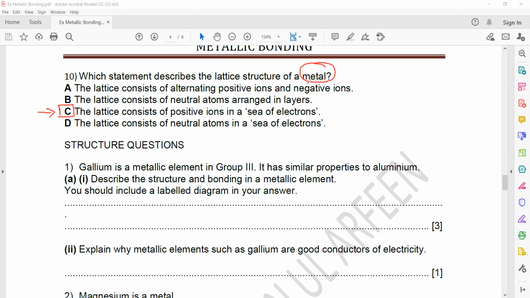Is it clear, the first 10 MCQs? Does anyone have a doubt or want me to repeat any question? You can let me know. So in metals or metallic bonding, you will find the questions are repeated.